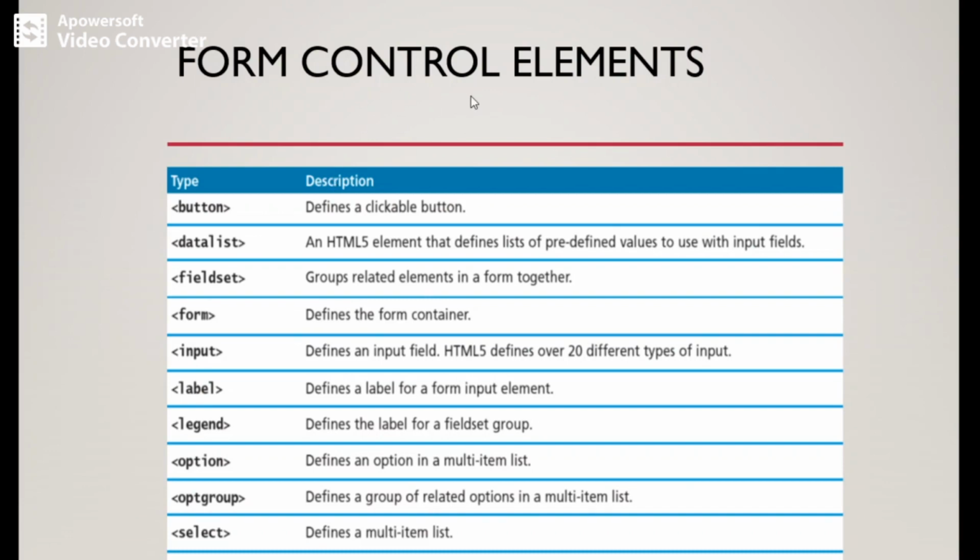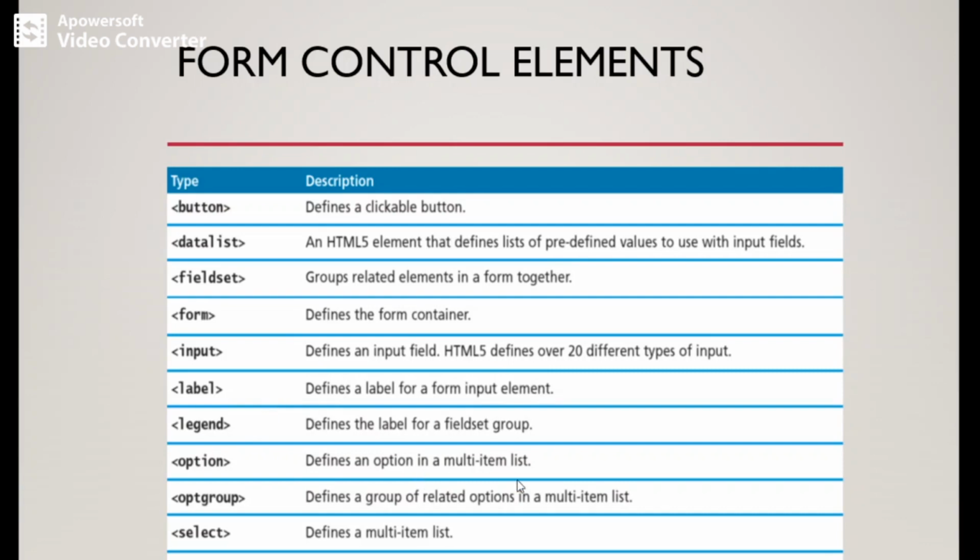Now next, form control elements. Which are they? We have button. It defines a clickable button, meaning button is used to click. So once I click it, some action will be performed. Datalist defines a list of predefined values to use with input fields. Fieldset groups related elements in a form together. Form defines the form container. Input defines an input field, either text or a radio button, like that. Submit button. Label defines a label for a form input element.